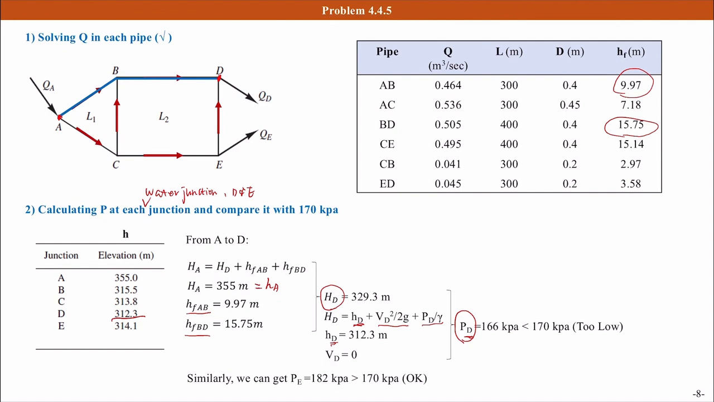Similarly, following the same procedure, we can get the pressure at point E, which equals 182 kilopascal, which is larger than the 170 kilopascal, which means that the pressure at point E can satisfy the requirement.